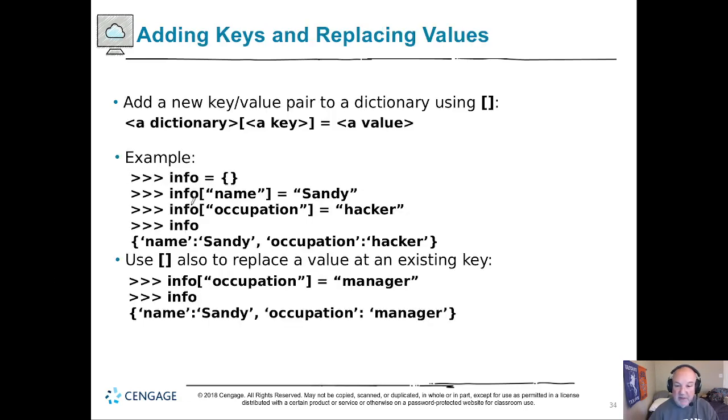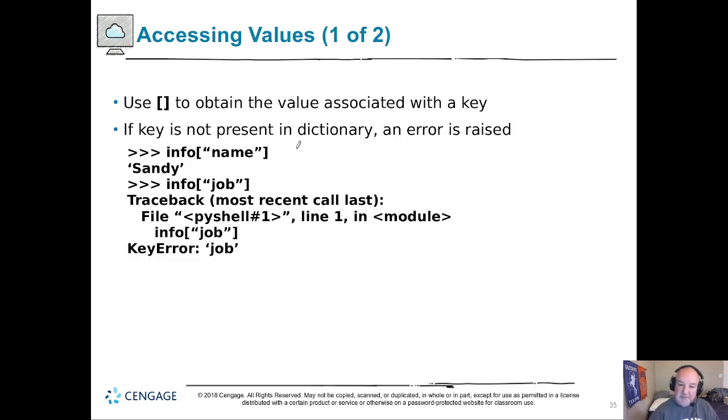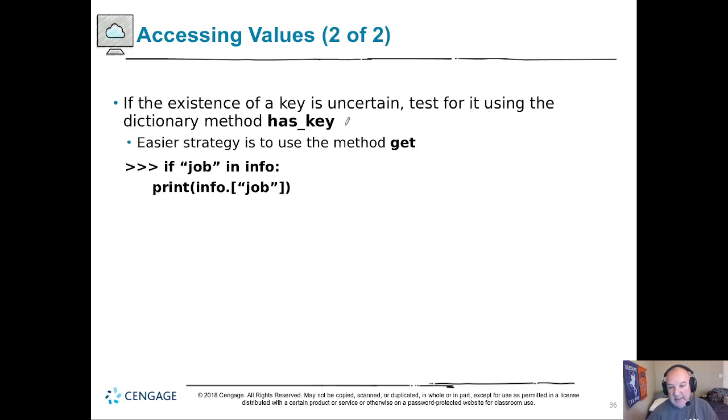So remember in our previous one, we had name and occupation. Those are our keys. Sandy's associated to name, manager's associated to occupation. We come in, we say, hey, what's the name? It says, oh, Sandy. If we come in and we say job, then it goes, horrible death, because we don't have a key called job. So one of the weaknesses is that you have to know your keys. However, Python has a good way of saying, hey, let's go check for the key.